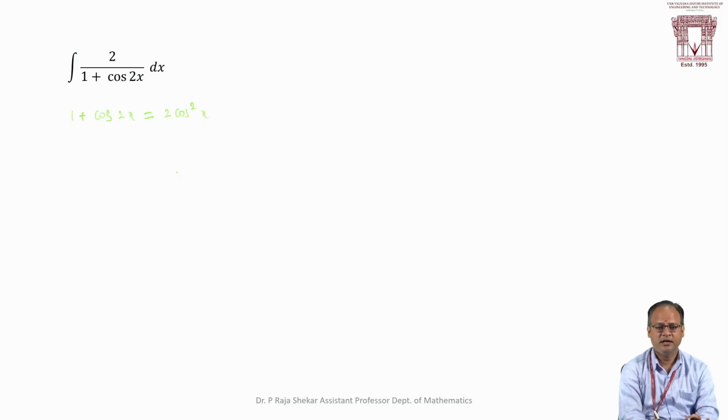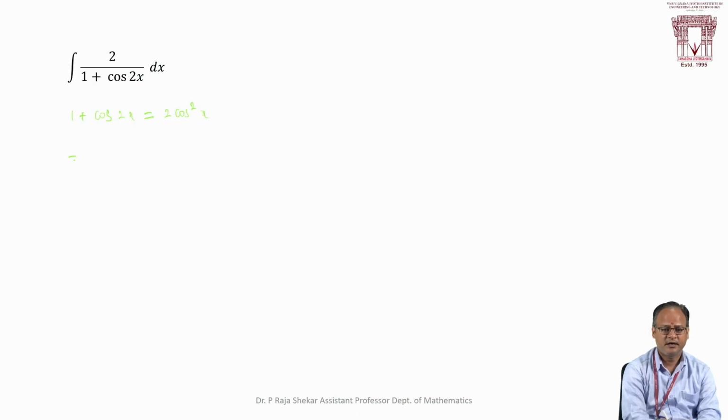That is why in engineering mathematics, 3 things are very important: 1 is differentiation, 2 is integration, 3 is trigonometric formulae. Without knowing trigonometric formulae, sometimes it is very difficult to differentiate and integrate. So here we have used one of the trigonometric formulae, which is 1 plus cos 2x as 2 cos square x. Similarly, we have 1 minus cos 2x, which we could write as 2 sin square x.